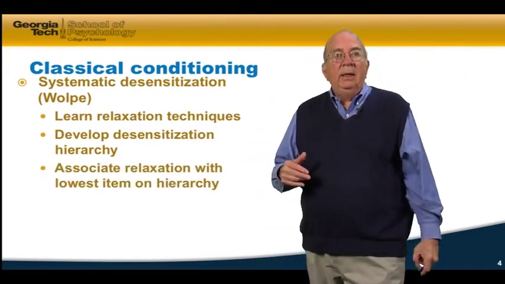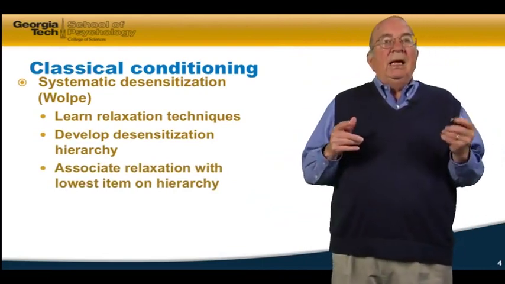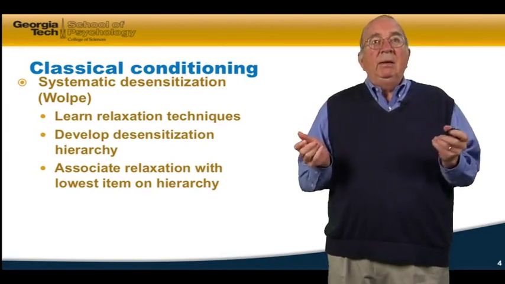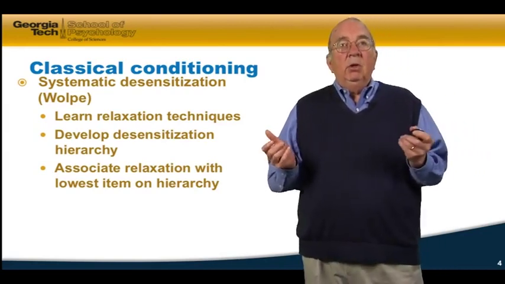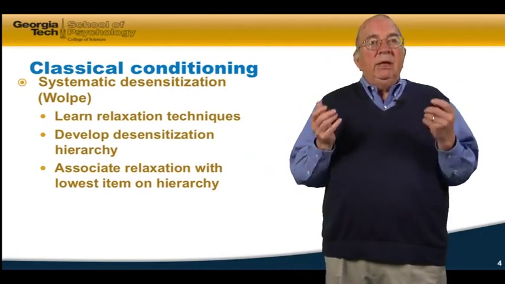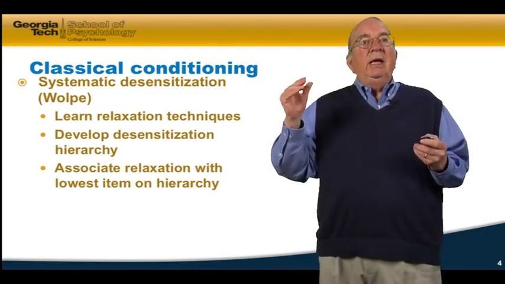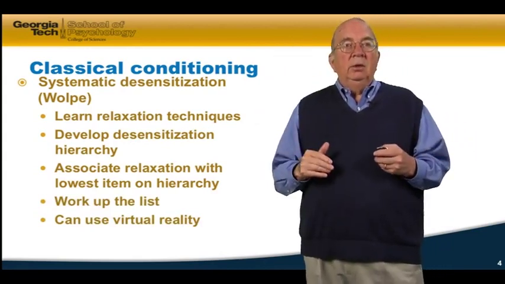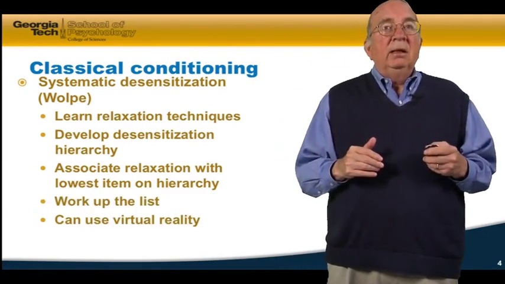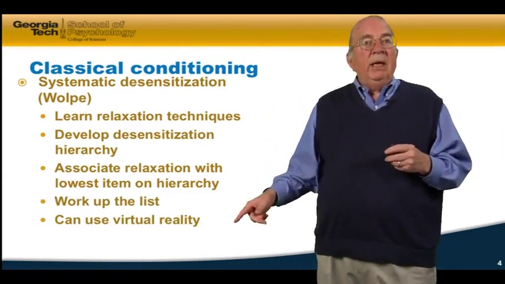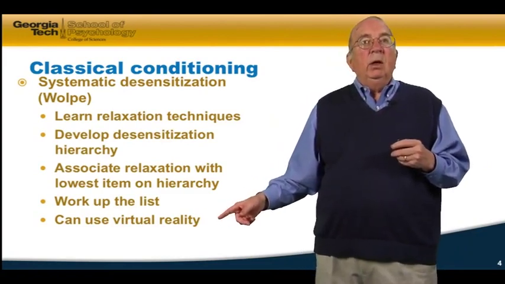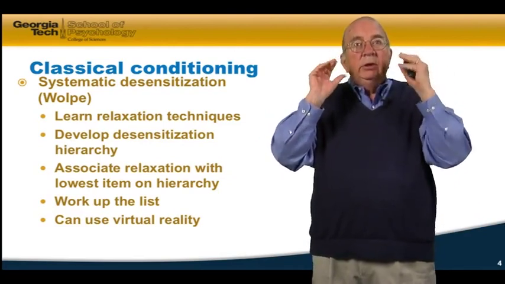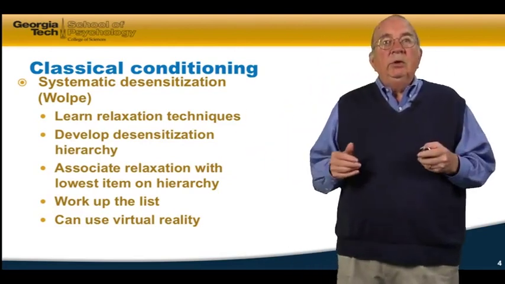And then you associate the relaxation with the lowest item on the hierarchy, holding a piece of rope and thinking it's a snake. It might be painted like a snake, but you know it's a rope. And when you have developed complete relaxation with that stimulus, then you go to the next level in the hierarchy. So you work up the list to reduce the anxiety from the stimulus next in line in your hierarchy. By the way, you can use virtual reality here. It works very well. You're not really experiencing real things, but you're experiencing things virtually. That also will produce anxiety.